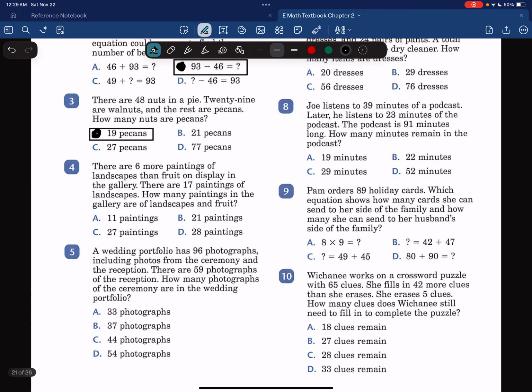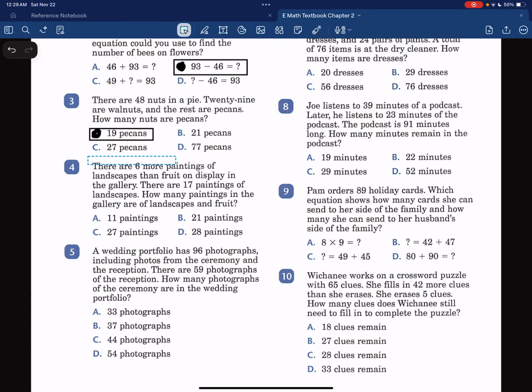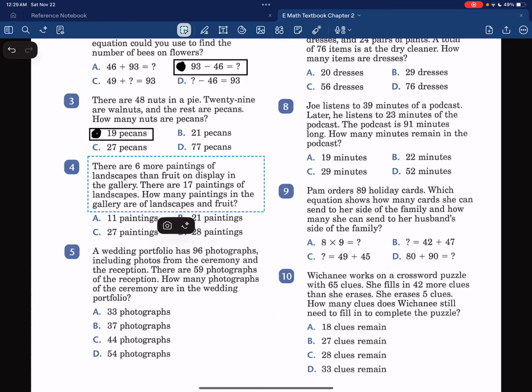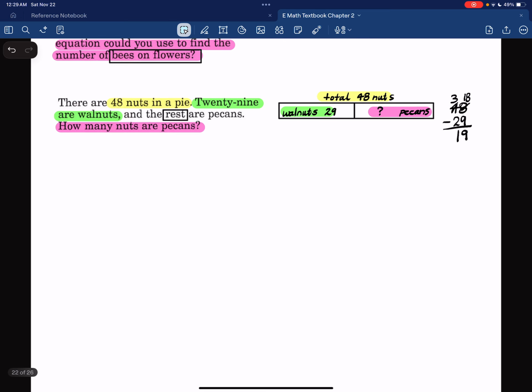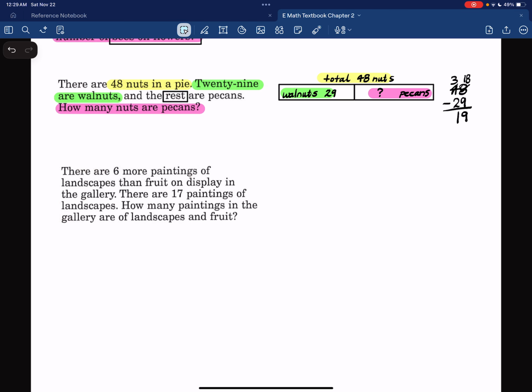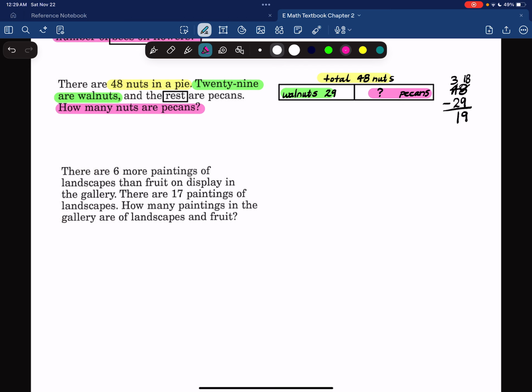Number 4. There are 6 more paintings of landscapes than fruit on display in the gallery. There are 17 paintings of landscapes. How many paintings in the gallery are of landscapes and fruit? So they're trying to mess with my mind just a little bit. But if I know my process, that's a lot harder to do. It's a lot harder to mess with my mind when I know what I'm doing.